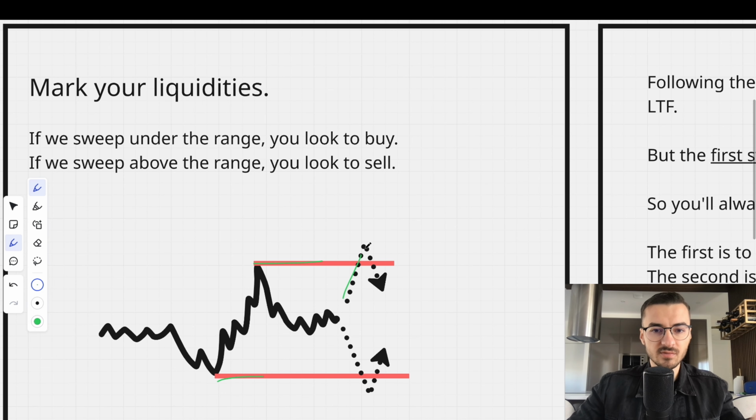Whether we sweep the highs first, you look for shorts. Whether we sweep the lows first, then you look for buys. It's all a matter of patience here, because as soon as we sweep one of these, if you mark good enough liquidities, you know there will be a reaction after we sweep them. You also gotta keep in mind the higher time frame bias, of course.